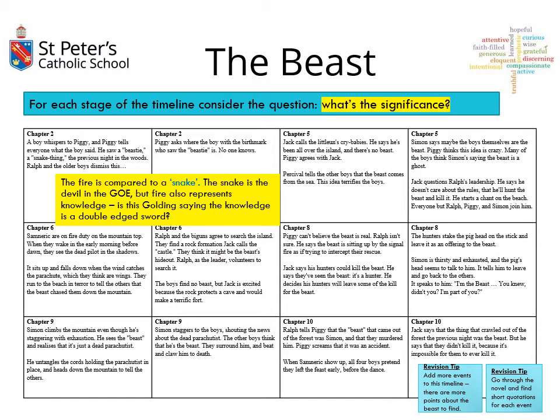We know that in chapter 2 as well, we have a fire, a huge fire that breaks out that is compared to a snake. We know that contextually the snake is the devil in the Garden of Eden, the source of temptation, but fire also, on the flip side, represents knowledge. So is Golding saying here that knowledge is in fact a double-edged sword, and perhaps what's on the surface in these early chapters is not always what it seems?